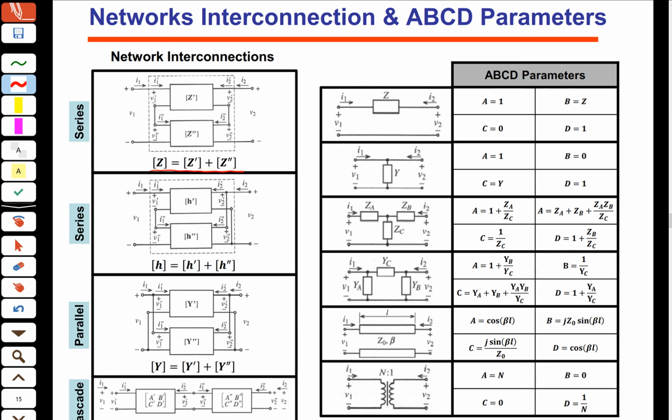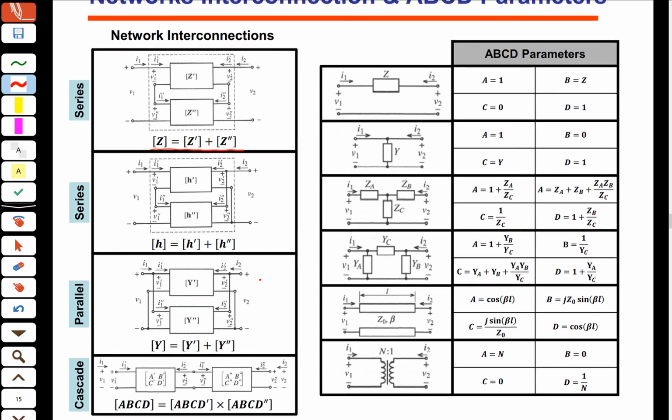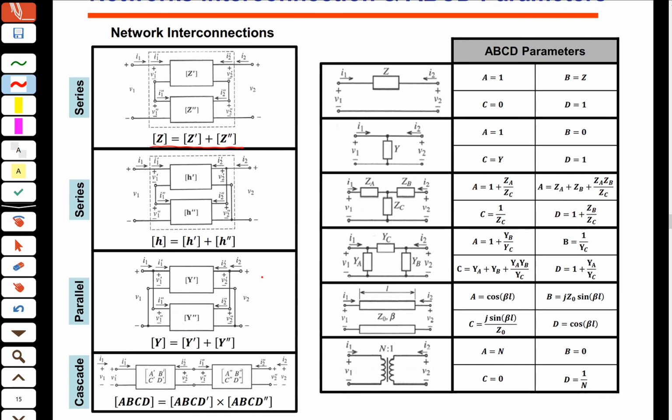Then I want to make two networks in series. H11 was the input impedance of the H matrix of a network. H11 means for port 1. It's a definition.